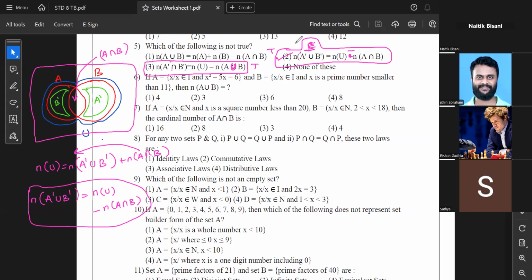Yeah, Naitik, tell me. Sir, in both the 2 and 3 it is minus, no? In the universal set minus it is there, no? Yes, in both. Yes, it's minus. Okay, sir.